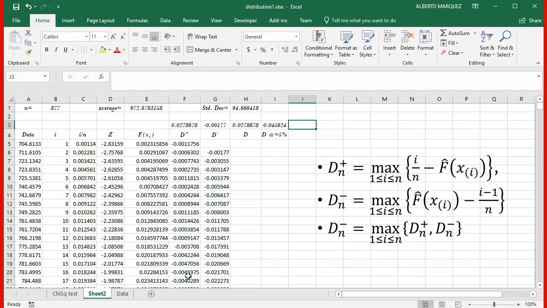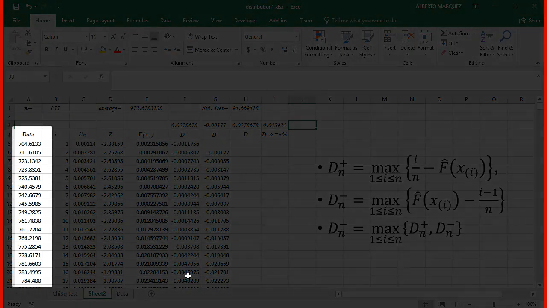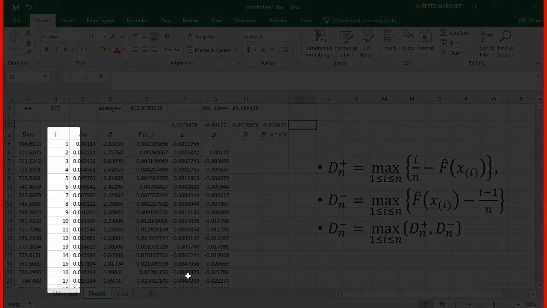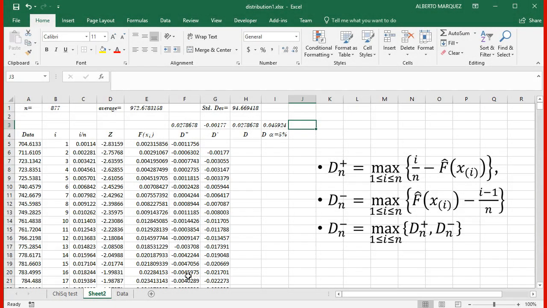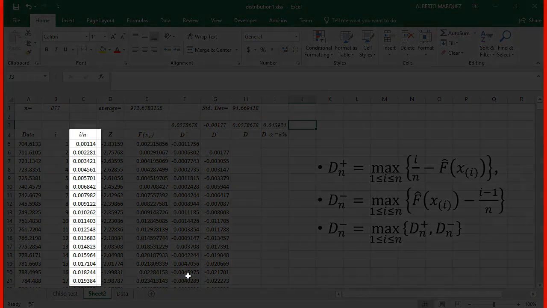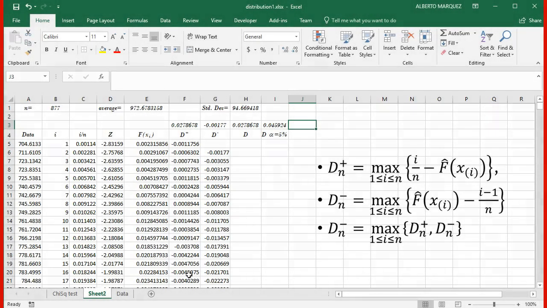The next step in running the Kolmogorov-Smirnov test is to sort the data from the smallest number to the largest, and we identify those with an index 1, 2, 3 all the way down to the total number of points. The next column computes just the ratio of that index number divided by the total, in this particular case 877. The next column determines the z-value that corresponds to the x that we have, in this case for the first point, 704. What would be the z-value for that point if actually the distribution is normal with the mentioned average and standard deviation?